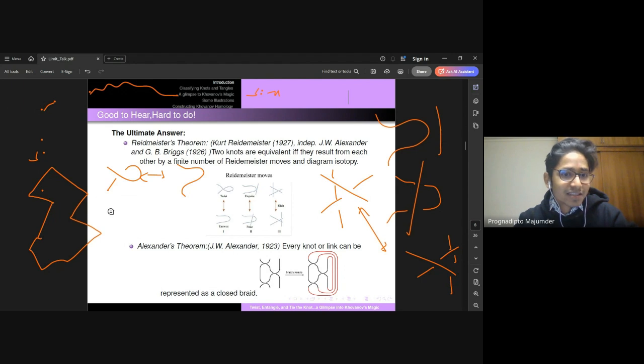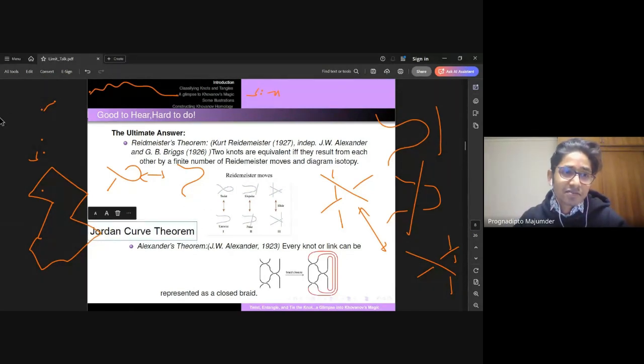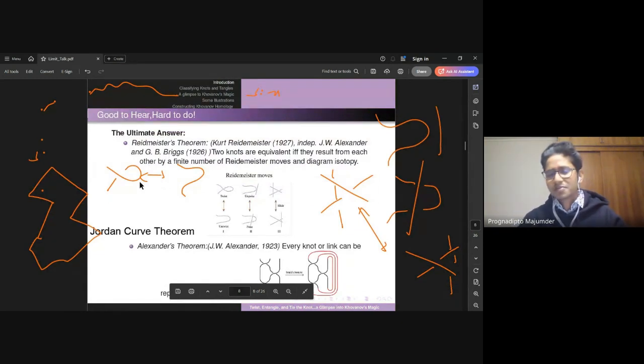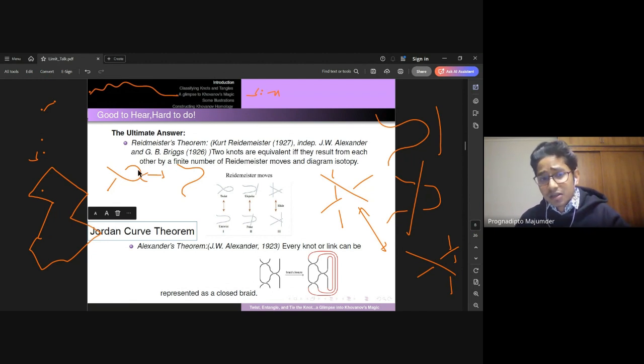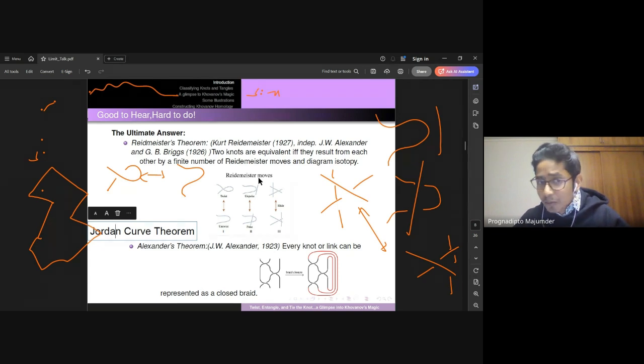The thing you need for this is the Jordan curve theorem, which we will not be talking about. Maybe you've seen it. It just says that every nice curve has an interior and an exterior. Either you're inside this or you're outside this. It's a big thing, but not in our lecture. The thing is that Reidemeister's theorem is too much information. You give me two knots and I will do every possible Reidemeister move to see if they are the same. That's not possible.